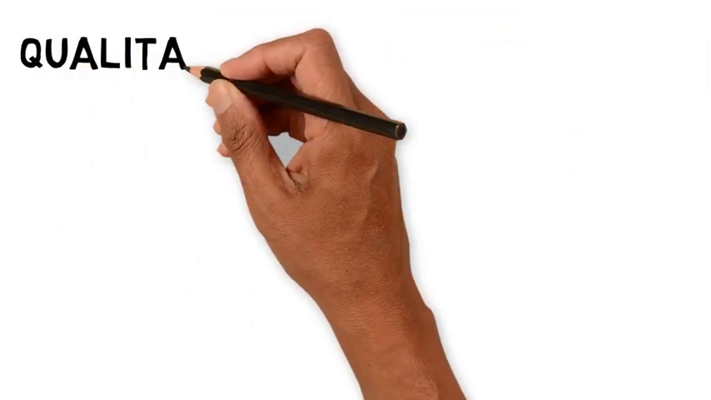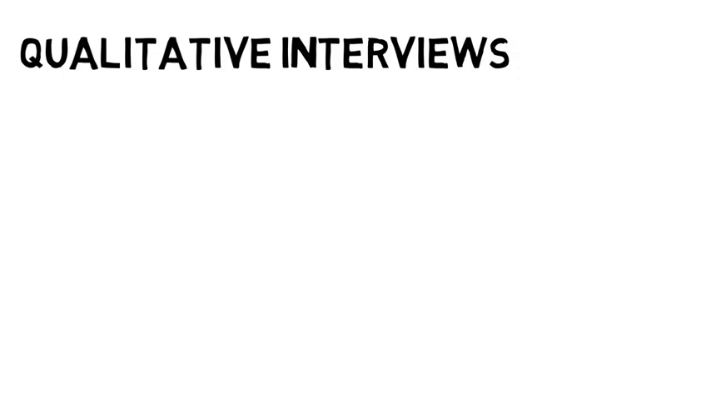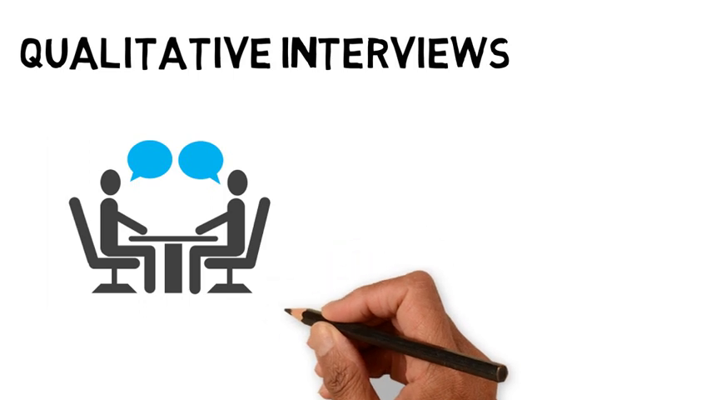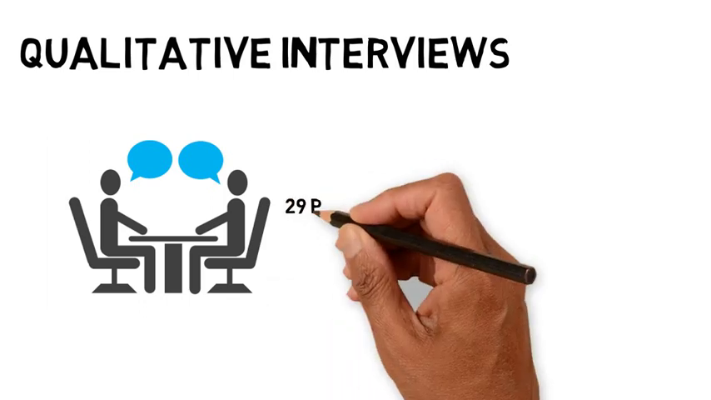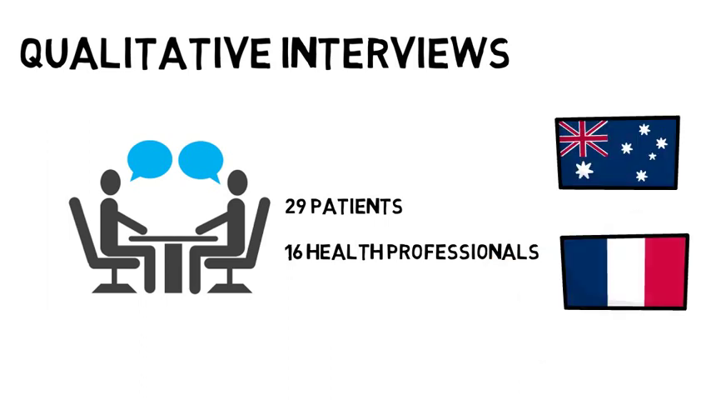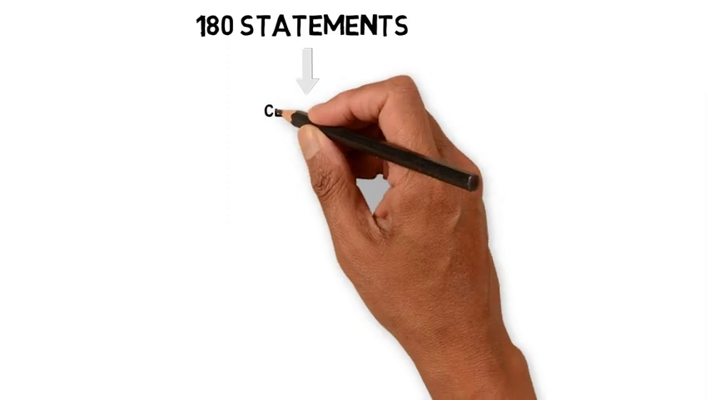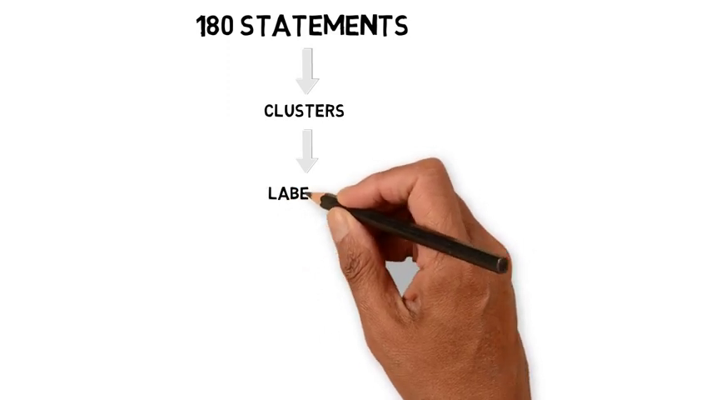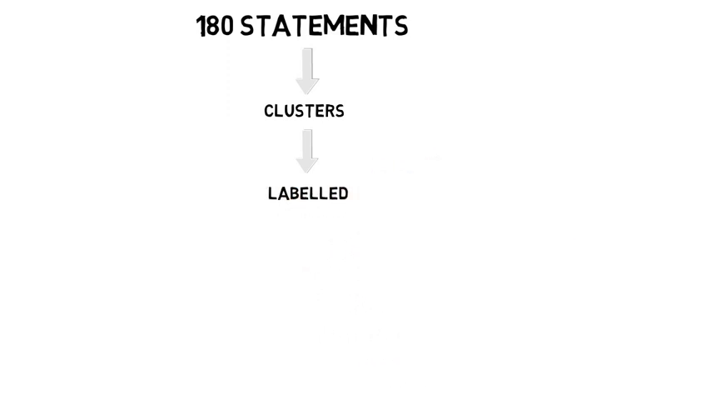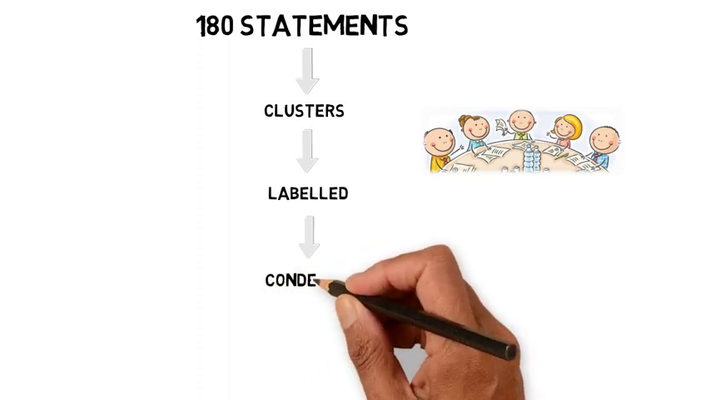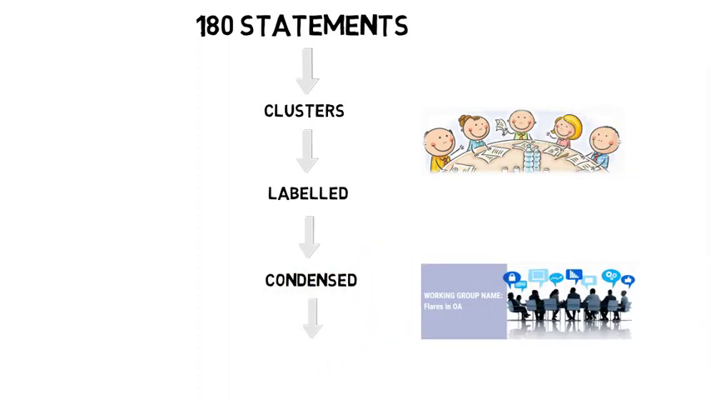The next step involved qualitative interviews with key stakeholders, patients, and health professionals to understand the meaning and characteristics of OA flare. Interviews were conducted with 29 patients and 16 health professionals in Australia and France, and these generated 180 statements that characterized an OA flare. These were analyzed and grouped into light clusters and were subsequently labeled by the multidisciplinary team that included patients, researchers, and clinicians. The Flares and OA Working Group condensed these statements into 9 potential domains.